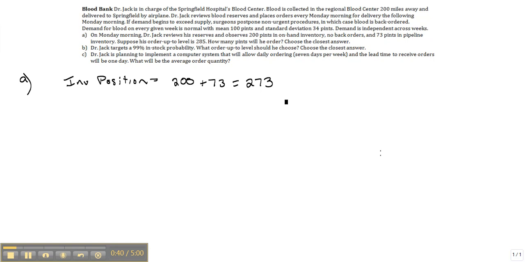We know his order up to level of S is equal to 285, and so therefore the number of pints he will order will be S minus this inventory position, or 285 less 273, which equals 12 pints.